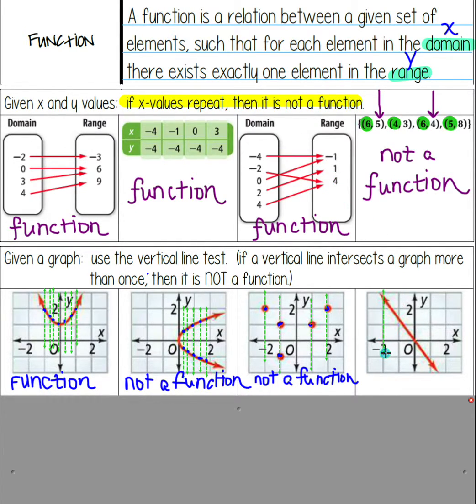So draw a series of vertical lines. And then we'll test these and see how they turn out. So I'm going to verify my vertical line on the line that's already there. And so I can see that each vertical line only intersects the graph in one place, so this is a function.